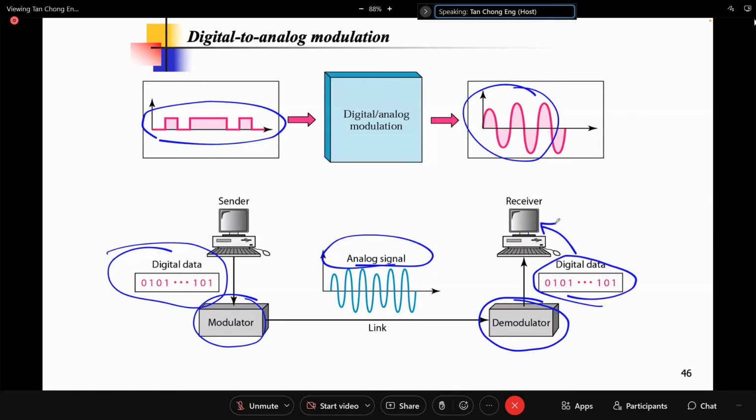You just have to remember why we have to do so much conversion. It is because the nature of the data that we have is not suitable for certain types of transmission. That's why we have to convert them. And the conversion process is sometimes called modulation, sometimes called encoding. Okay? These are the different names for the different conversion processes.